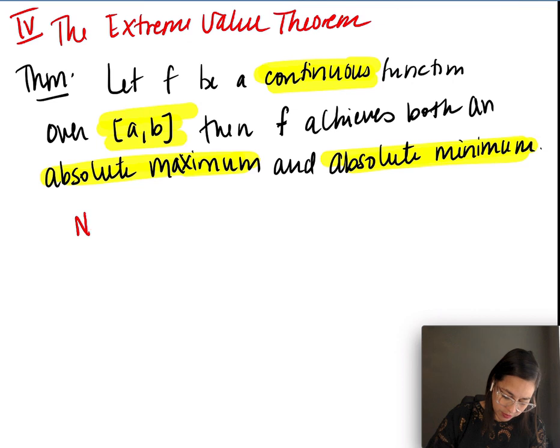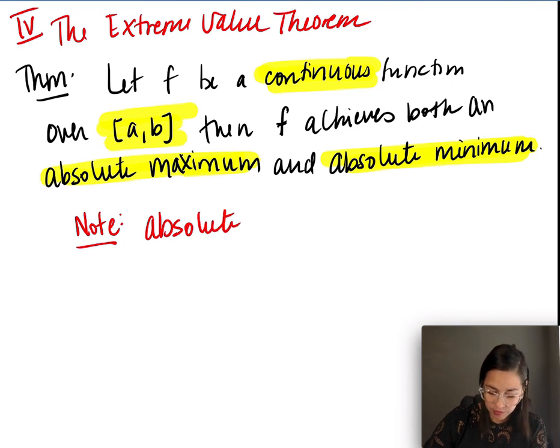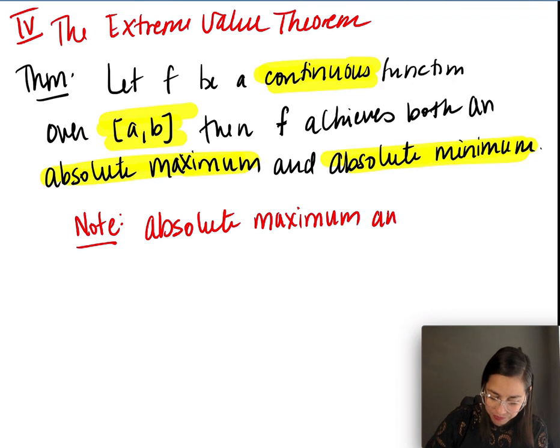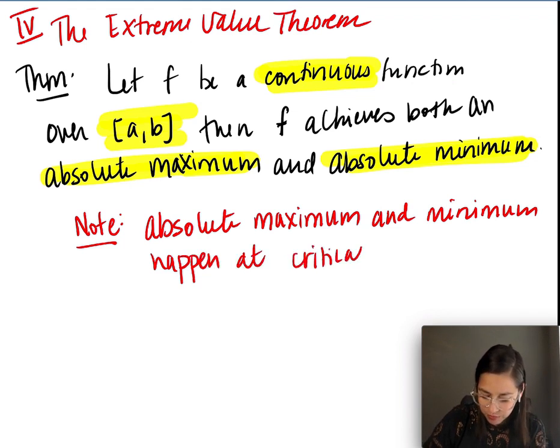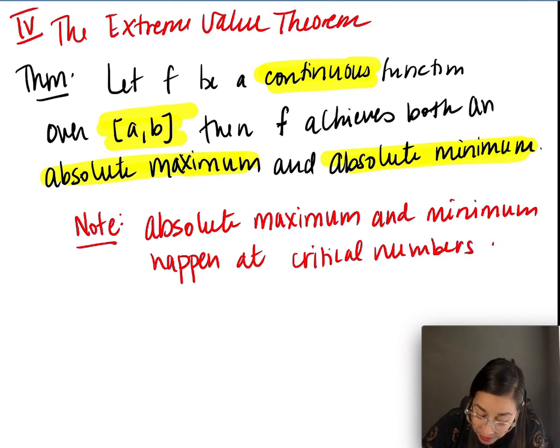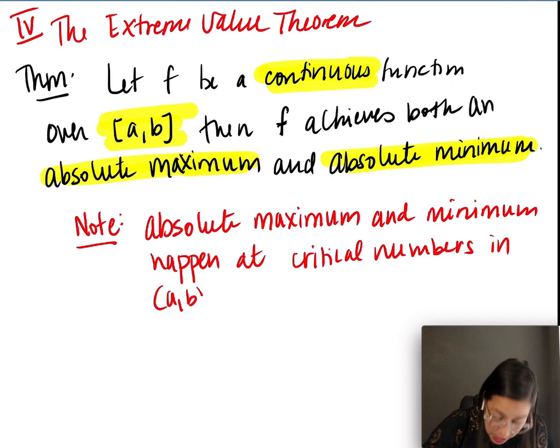So note, absolute maximum and minimum happen at critical numbers in (A, B), right? Or the endpoints.